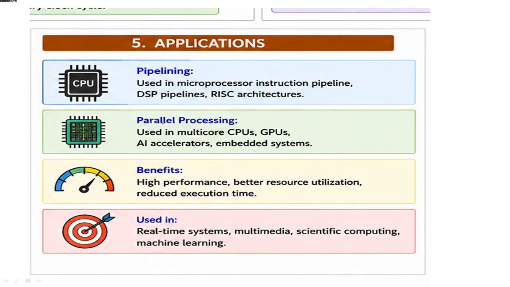Parallel processing is used in CPUs, multi-core CPUs, GPUs and embedded systems. Benefits are high performance, better resource utilization, and reduced execution time. It is used in real-time multimedia as well as machine learning. Thank you.